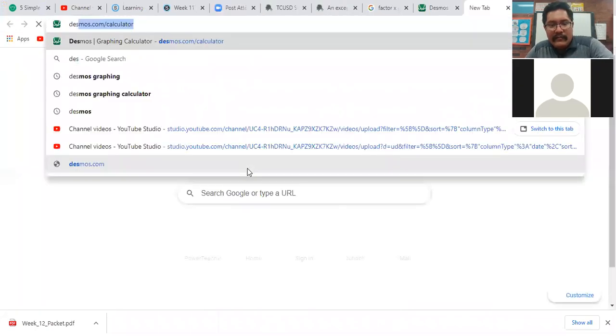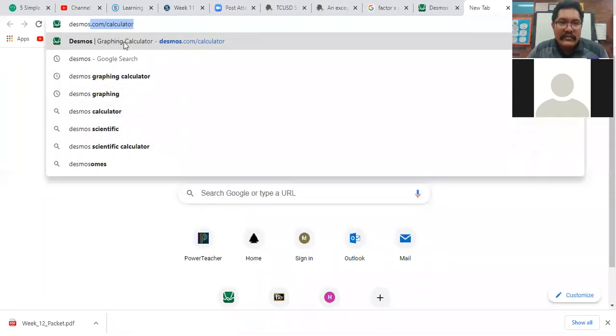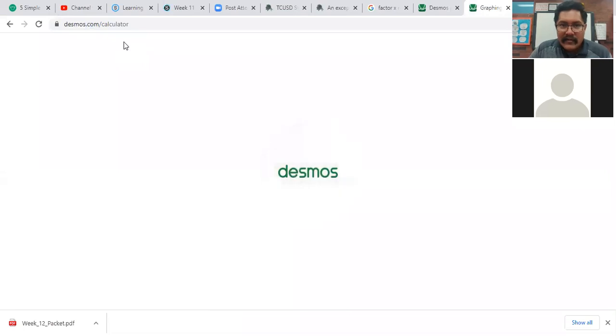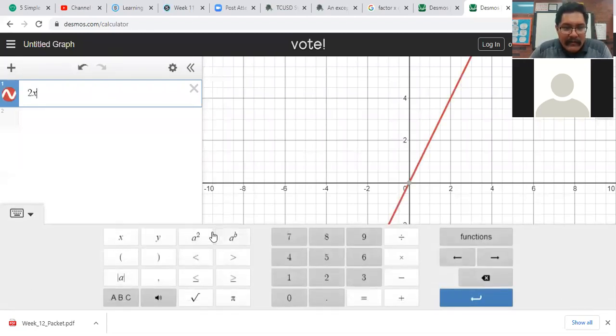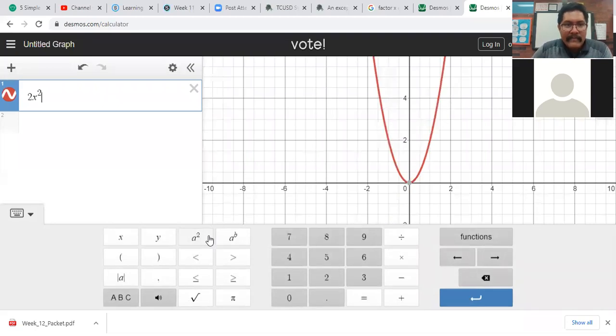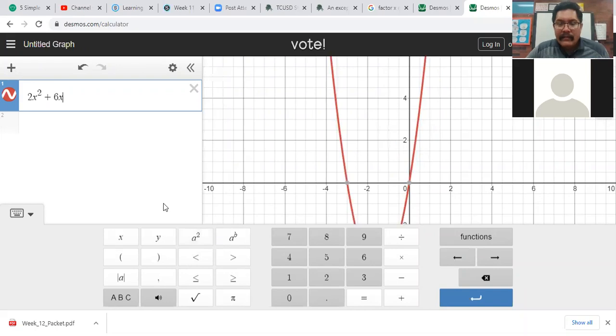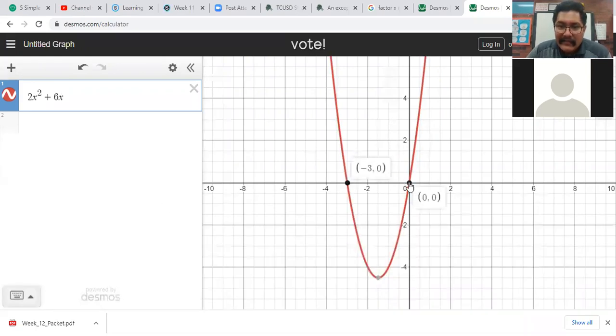So if you remember, Desmos is pretty useful for graphing all sorts of things. Just go to the home page, type in Desmos, and let's go ahead and I'm going to just punch this in here. So 2x, and to get the square, I'm going to push this square button here. So we get our parabola, and plus 6x. And from here, I can actually just look right at what we got, and we do have our solutions at -3, 0, and 0, 0.